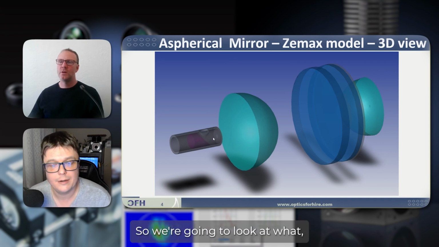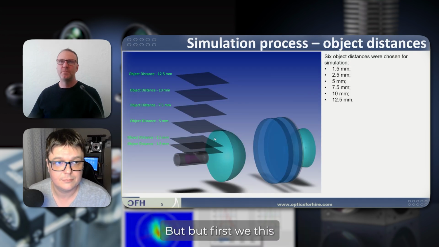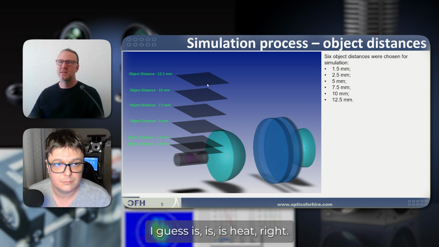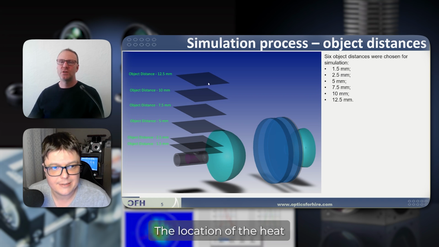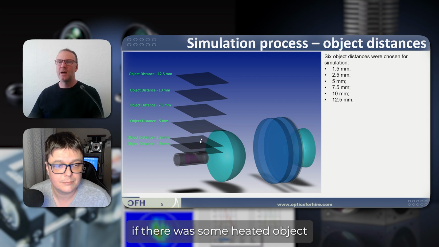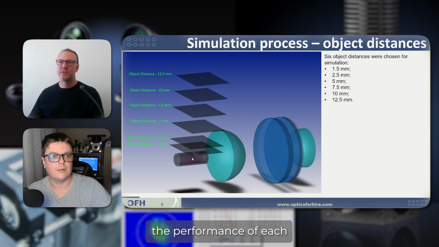All right. So we're going to look at what your simulation showed in a second. But first, this is more about your layout. So the object distance, which in this case I guess is heat, right, or the location of the heat. The location of the heat could be different. We didn't know, and so you're going to look at if there was some heated object at each of these distances, how would that change the performance of each?